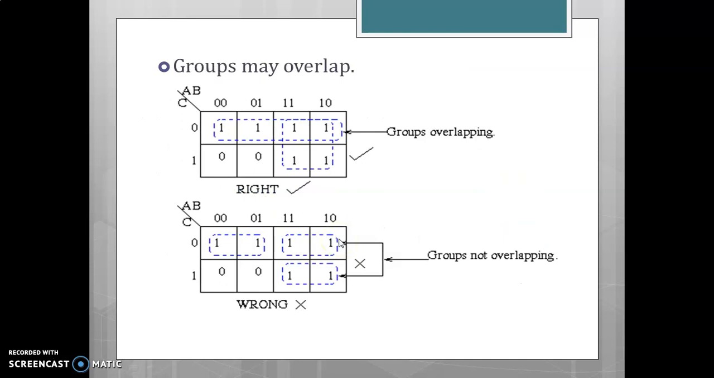In the next rule, groups may overlap, as you have seen already. We always try to make bigger groups, and when trying to make bigger groups, our groups can overlap with one another. You should not make smaller groups like this. Overlapping is allowed here.